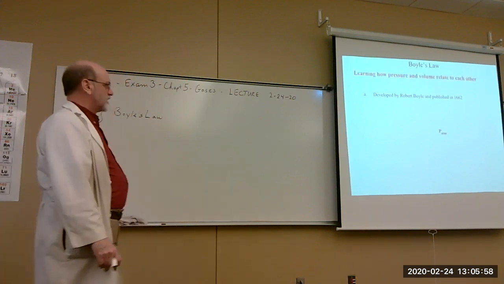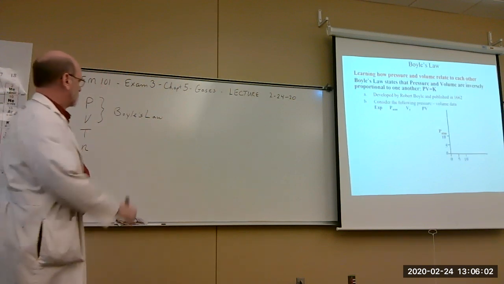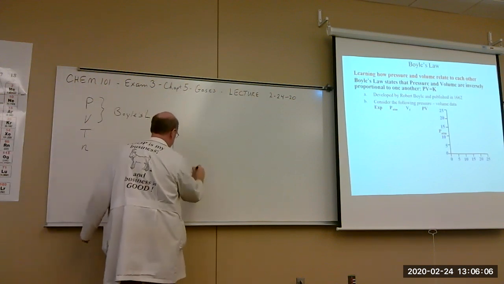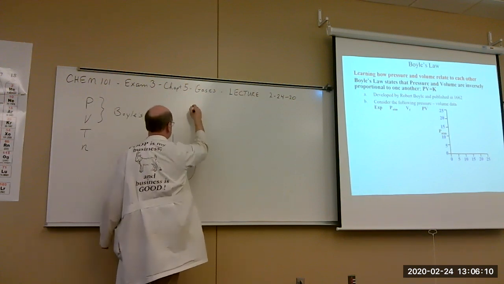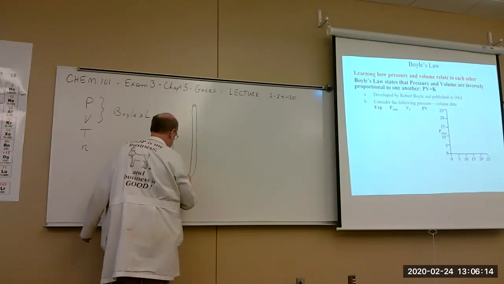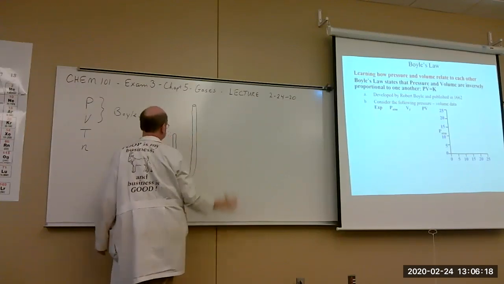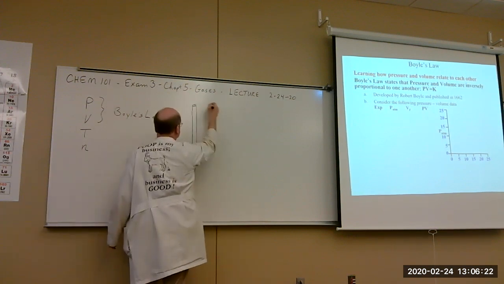So what Robert Boyle did was he took a J-tube, he called it, like this. Sort of a modified version of Torricelli's barometer. Took a J-tube. This. Closed that in. There we go. Then he started putting mercury in there.